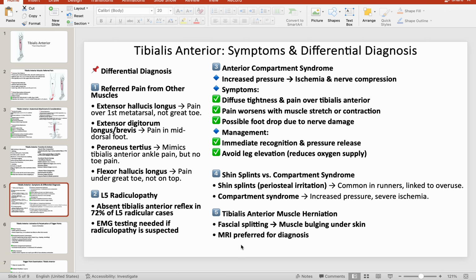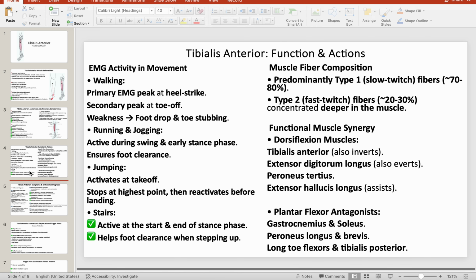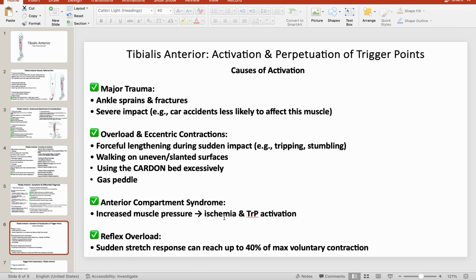Okay, so we got that. So what are some of the major causes of the trigger points? This is another thing. These two slides here are very important for your history. When someone comes in with this type of pain, you have to try and identify the activity that they've done and what could have caused the trigger points to come on.